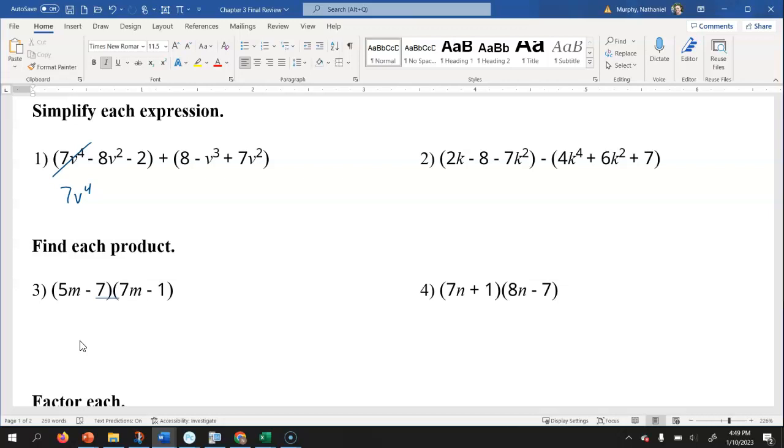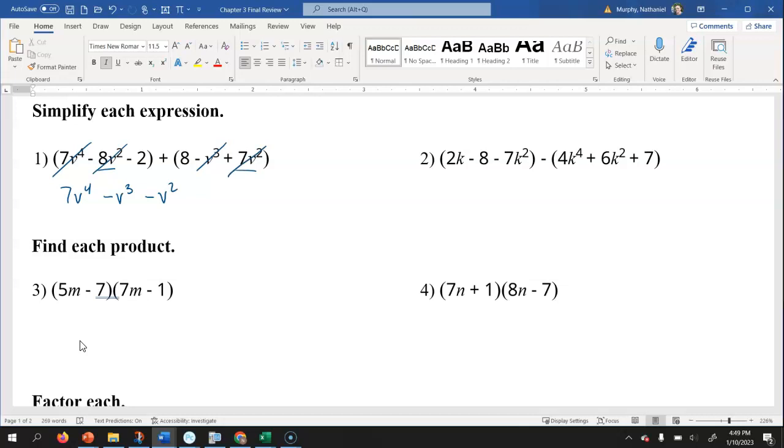All right, next, let's go down from there. So in descending order, we would have a v cubed, which we have one here, and that's the only one. So it'll be minus v cubed. And let's go to the squared terms. We have a negative 8v squared and a positive 7v squared. We're going to add those together. That'd be negative 1v squared.